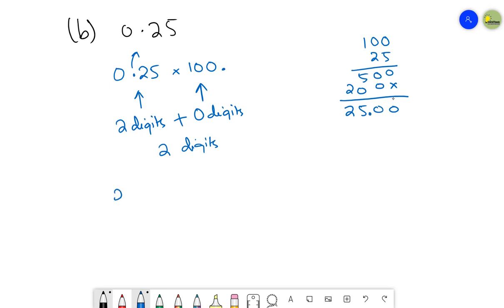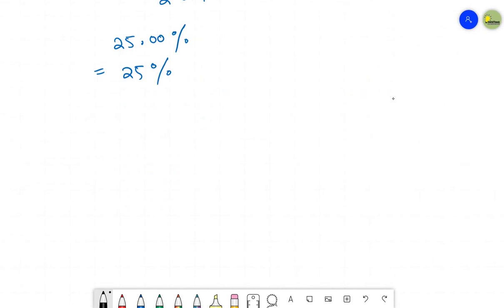So the answer is going to be 25.00%, or you can simply write it as 25%, because 0 after the decimal has no significance. Now let me do part C for you the same way.